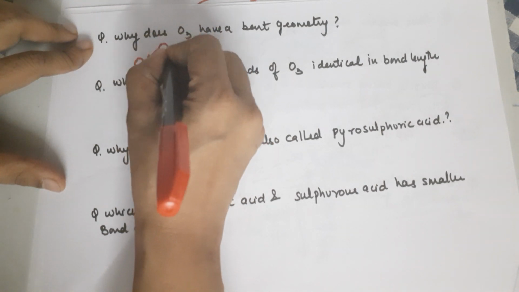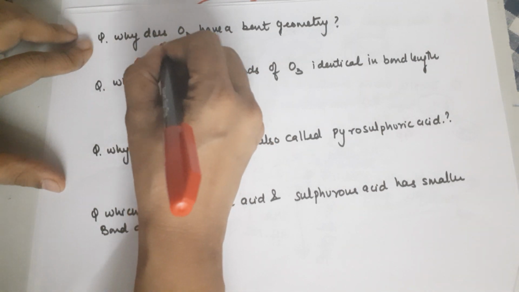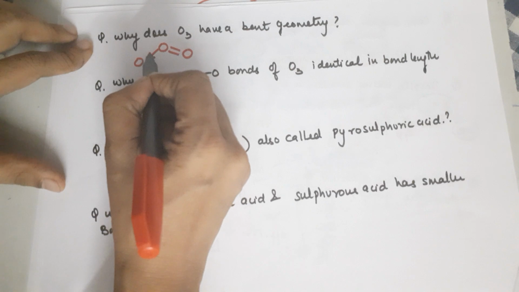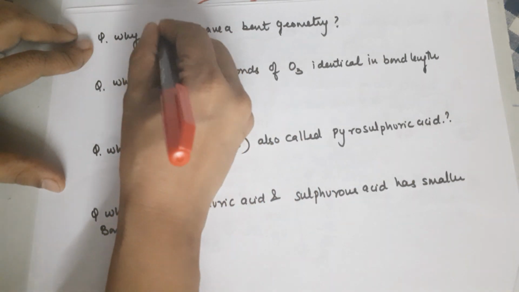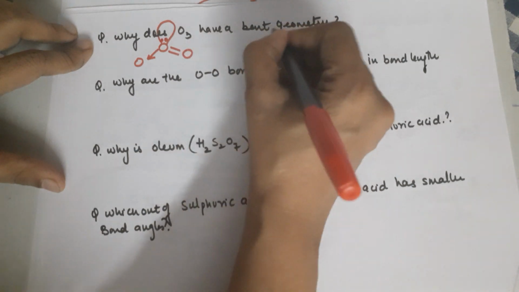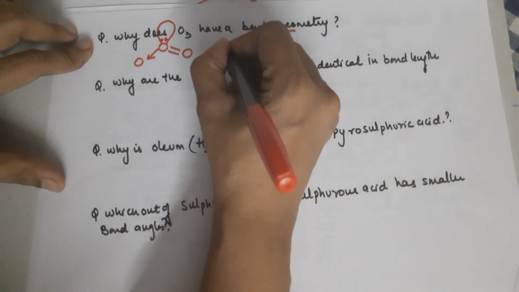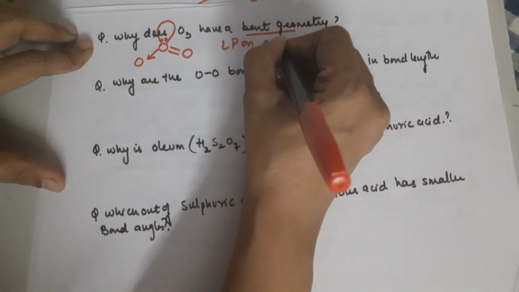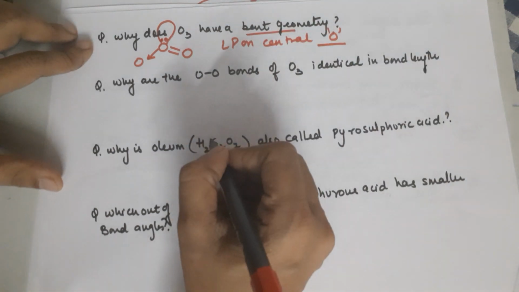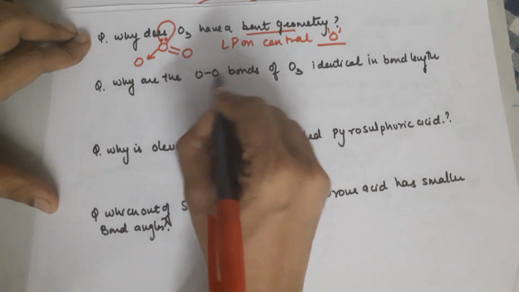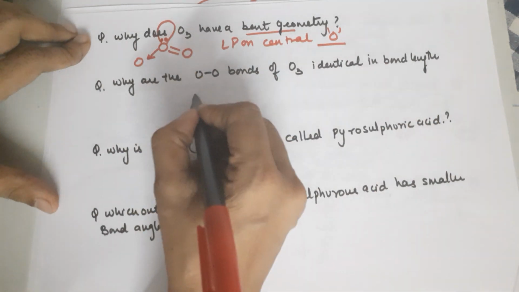Out of these three oxygens, the central oxygen has used 2 electrons here and 2 here. It is still left with a pair of electrons, which is your lone pair, which causes the geometry to be bent. So the reason is the lone pair on the central oxygen is the cause of the bent geometry. The 2 oxygen bonds of ozone are identical.